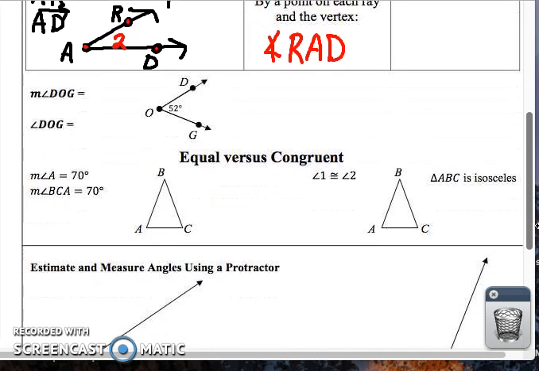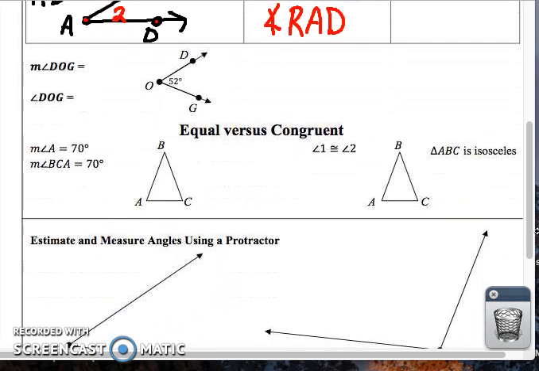All right, let's move up here and look at a couple of them. We've got this angle. Now, measure of angle DOG. If we look at that, what is the measure of angle DOG? Well, we look right here, and that says that it is 52 degrees. If we look at it right there, it's 52 degrees.